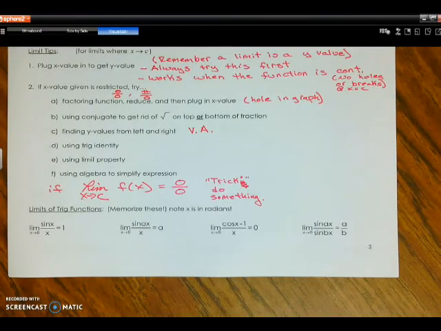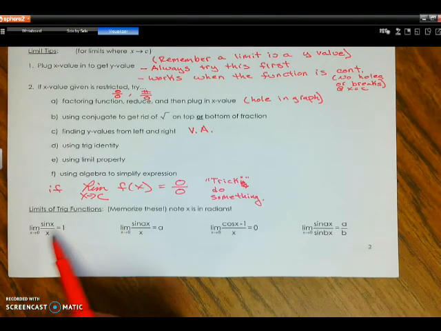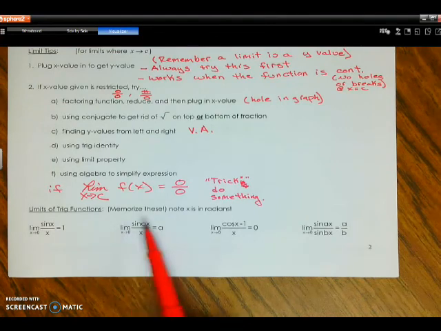Scooch that up here. All right, so for now you're going to memorize these. Later in the year you'll get away without memorizing them, but for now you'll need to memorize these. They're going to be really handy. So basically the limit as x approaches 0 of sine of x over x equals 1. The limit as x approaches 0 of sine of some constant times x over that x is going to be whatever that constant is.